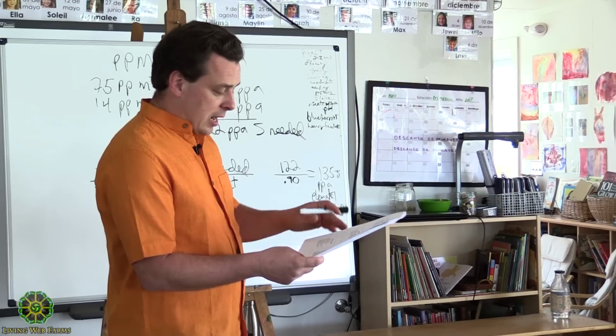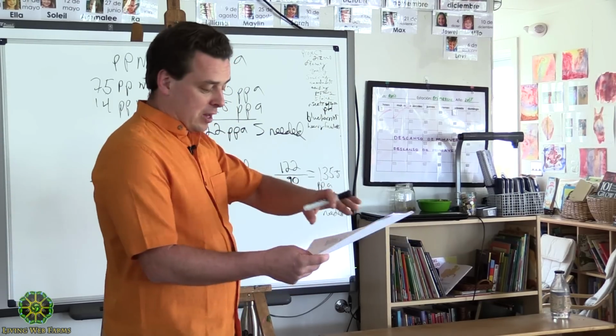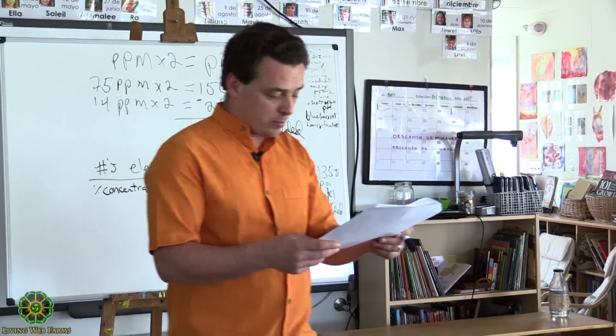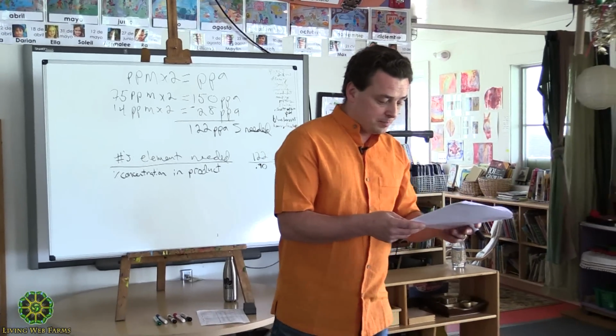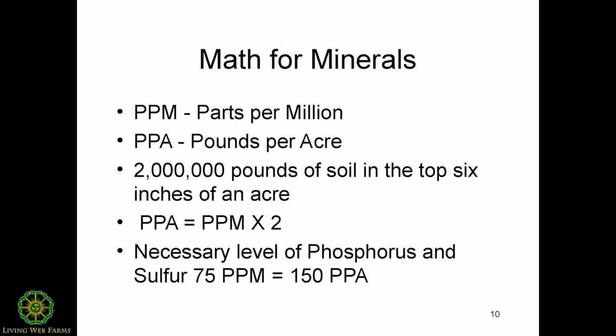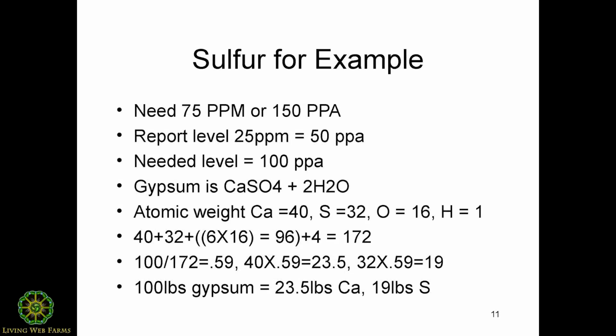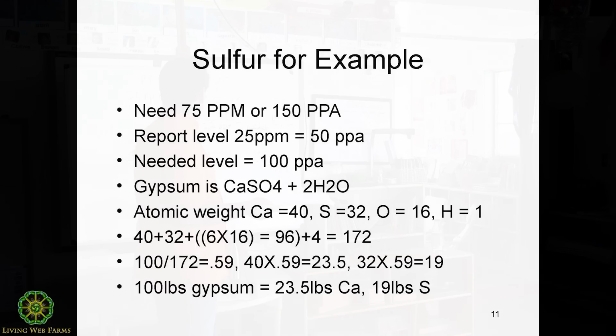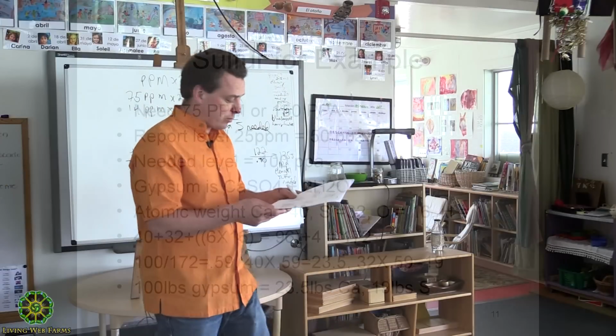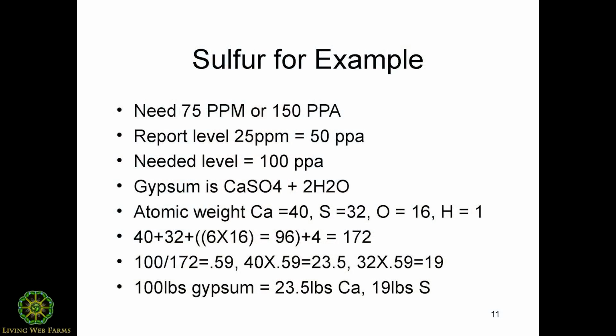I just did that one quickly so you can get the concept, and then I will go through this handout and start doing a bunch of things technically here for you. So let me see, math for minerals, the parts per million slide, I think I did that. Slide number 11, sulfur, for example. I had a theoretical suggestion that there was 25 in the soil test, but there wasn't. In this one there was 14, so we can work with that. I suggested gypsum in this one, calcium sulfate times 2H2O.